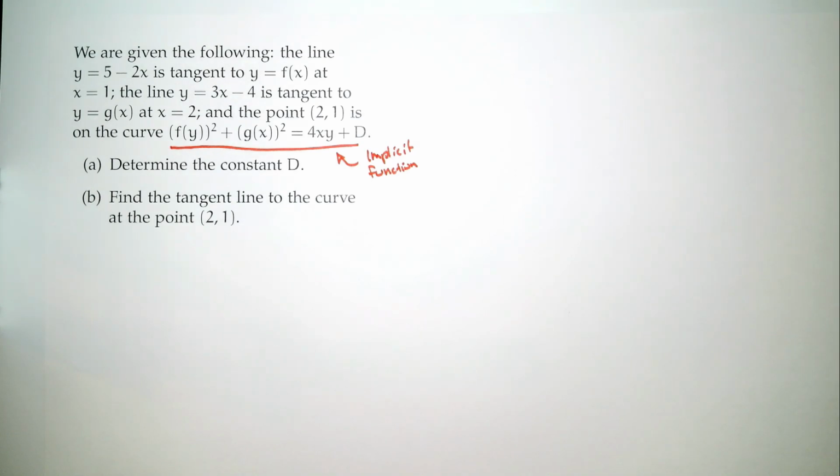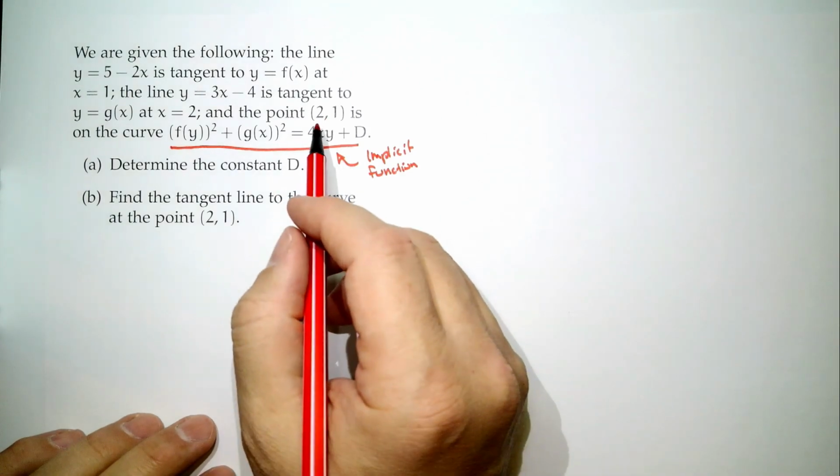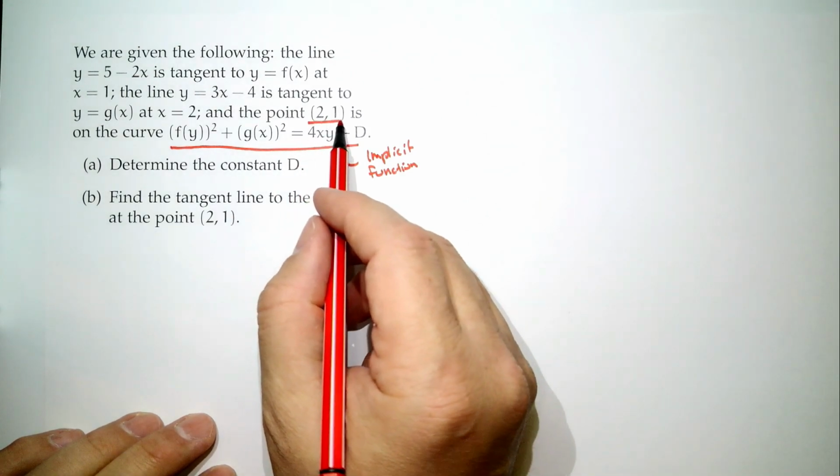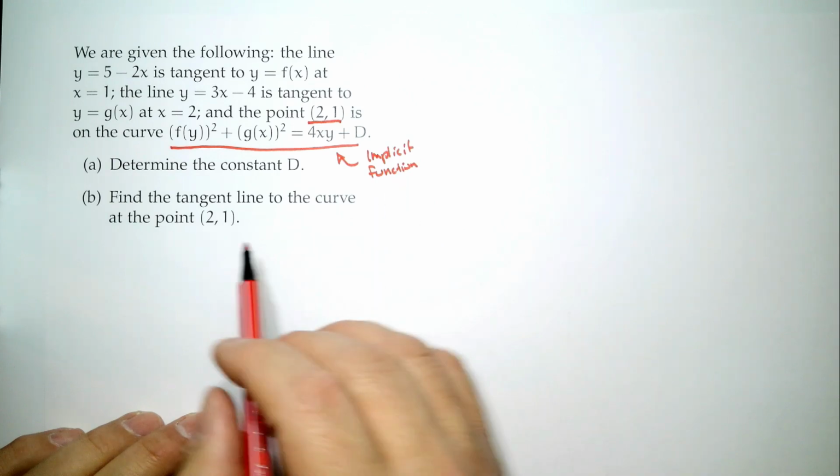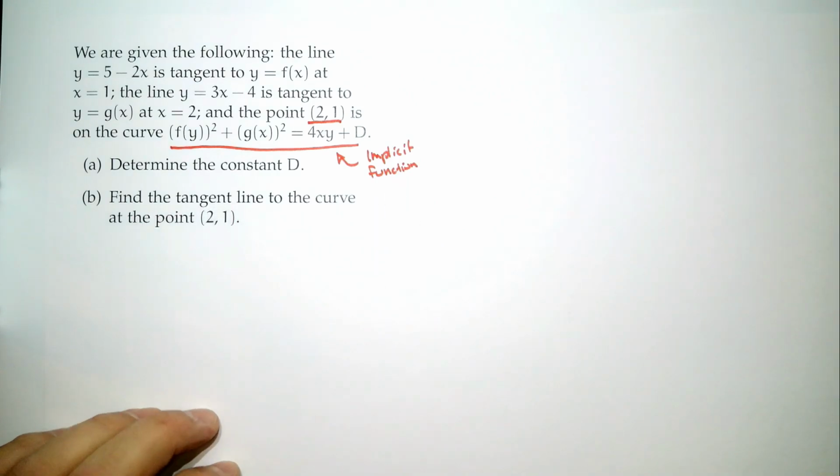So if I want to find a tangent line, I'm going to need to get a slope, which means I'm going to have to take a derivative. So this is a problem that involves implicit differentiation. Now the good news is we do have a point (2, 1). So when we do part B to find the tangent line, it shouldn't be too bad.